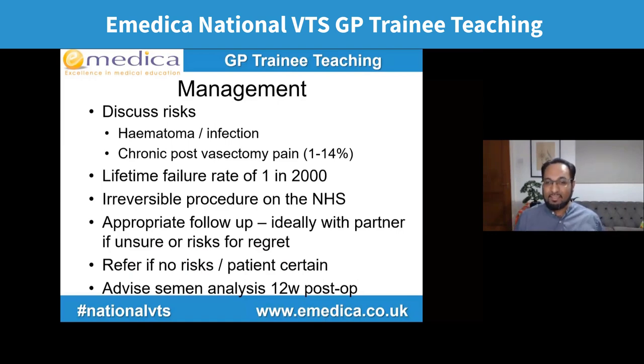In terms of follow-up, ideally we'd want to see them again with their partner, especially if there's any uncertainty and they hadn't discussed it with their partner, or if they had any of those risks for later regret. We'd want to make sure we'd seen both people, ideally together, okay? If they've got none of those risks and they're very confident they want it, just refer them, okay?